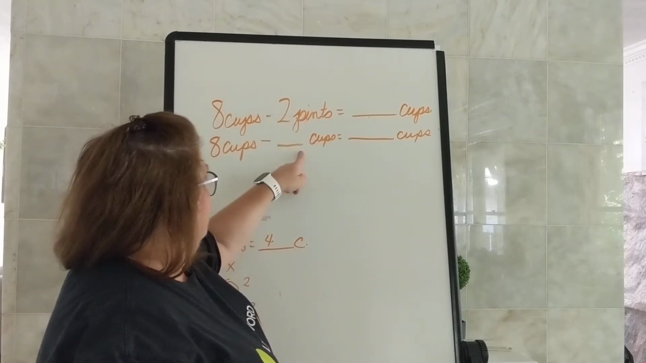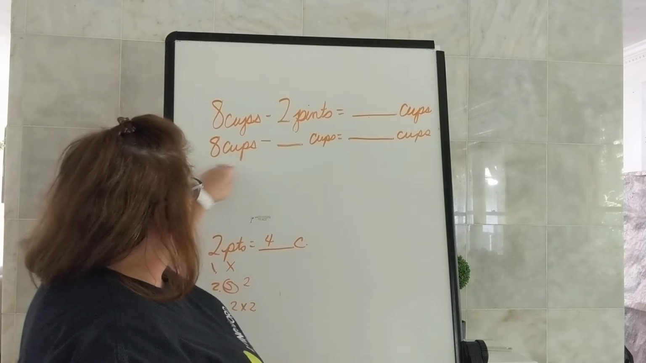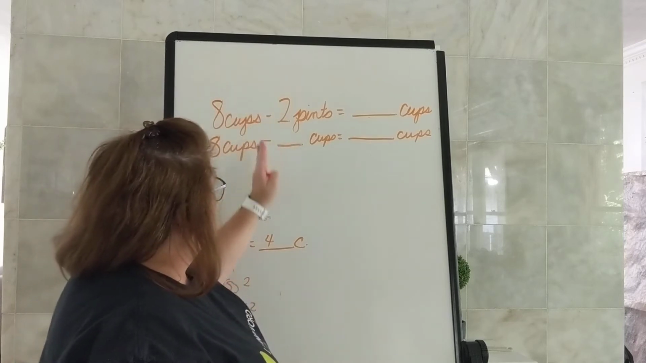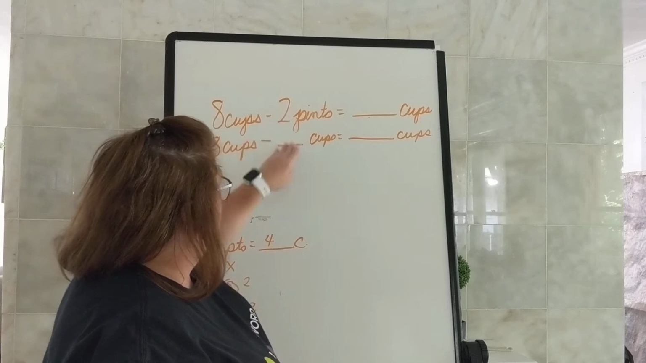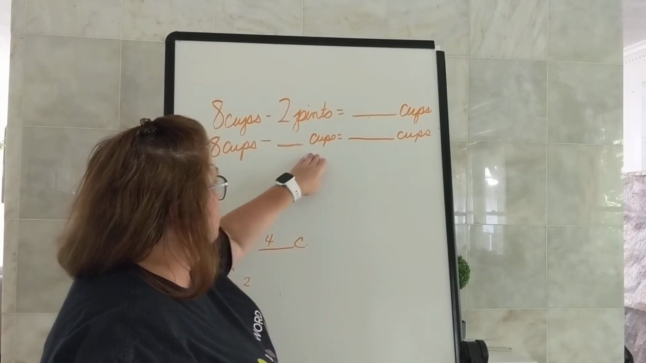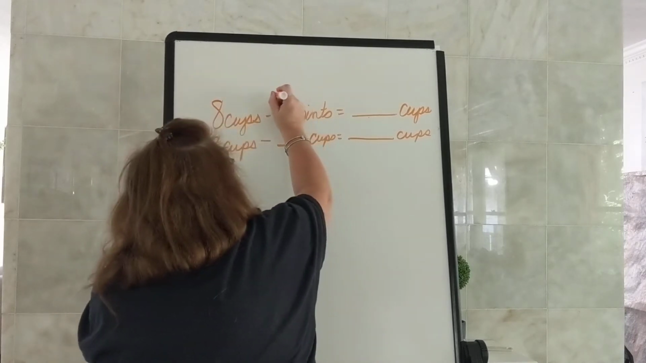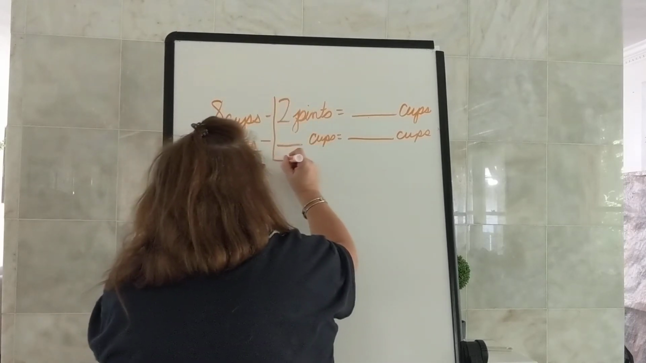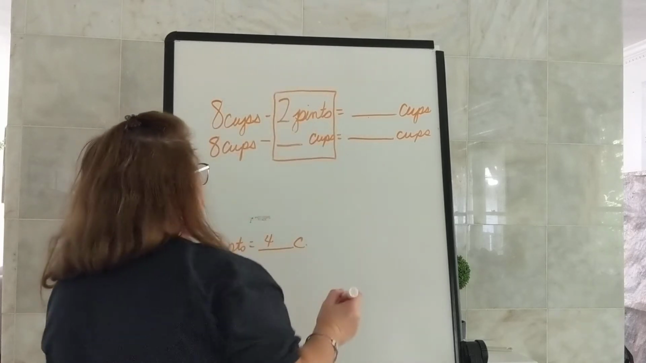These pints, I have to convert to cups. So I rewrote my problem. I just made that the same because that's not changing. This is what's going to change right here. So I put a line because I have to change that number to a number that represents cups, and the equals I just copied the same. Now also, I'm going to draw a box where I'm converting. This is where my conversion is taking place.